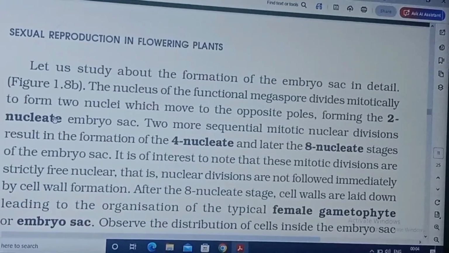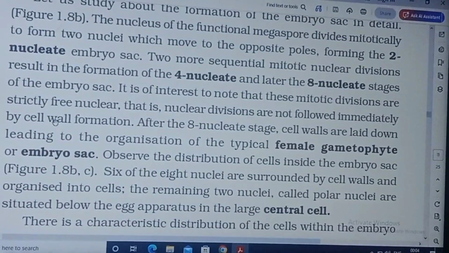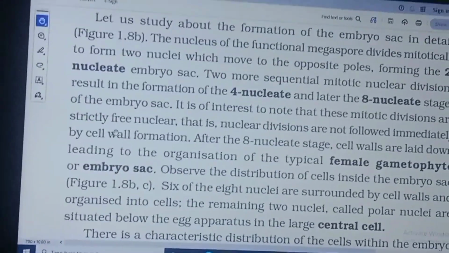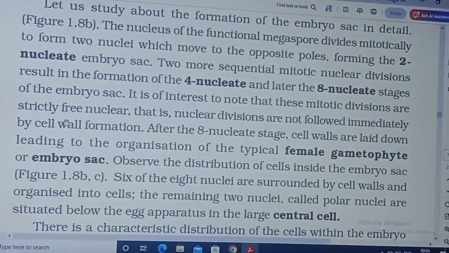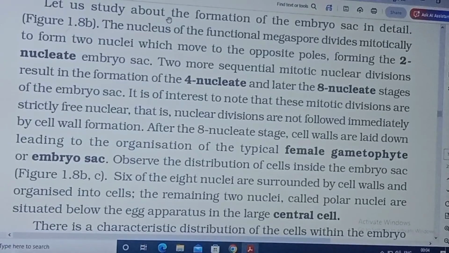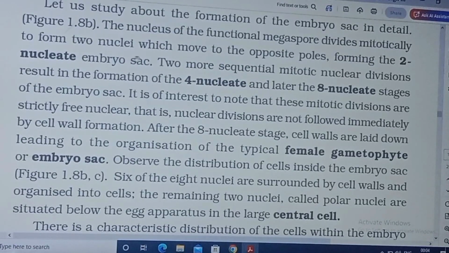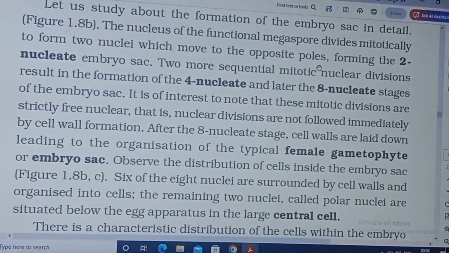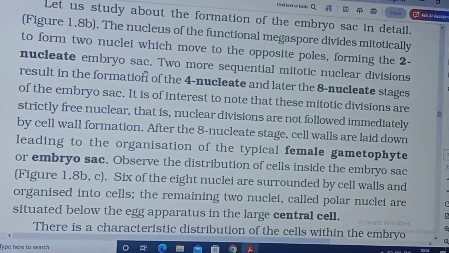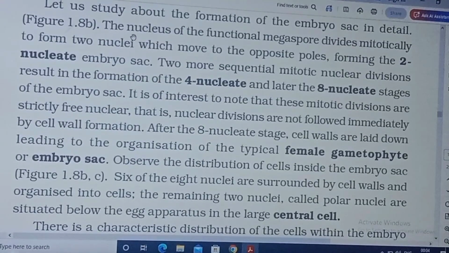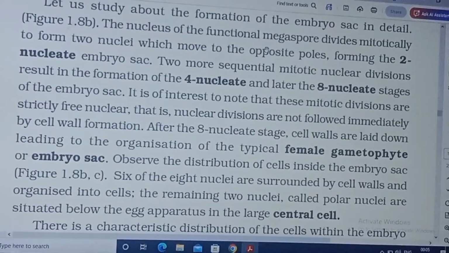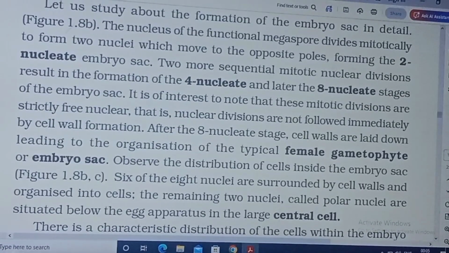Okay, let us study the formation of the embryo sac in detail. The nucleus of the functional megaspore divides mitotically to form two nuclei which move to the opposite poles, forming the two nucleate embryo sac. Before I explain with the picture, note that only the nucleus of the functional megaspore divides mitotically to form two nuclei which move in opposite directions.